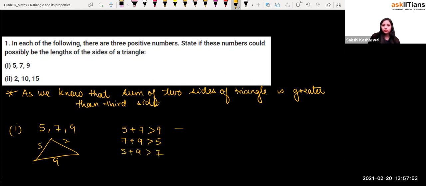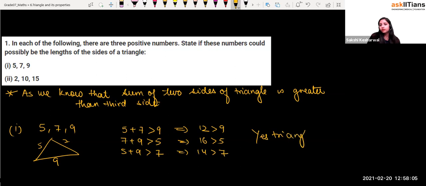Can I say it like this also? 12 is greater than 9? True. Can I say that 16 is greater than 5? True. Can I say that 14 is greater than 7? Yes, true. So yes, triangle can be formed, right? You can just do this practical also, right?